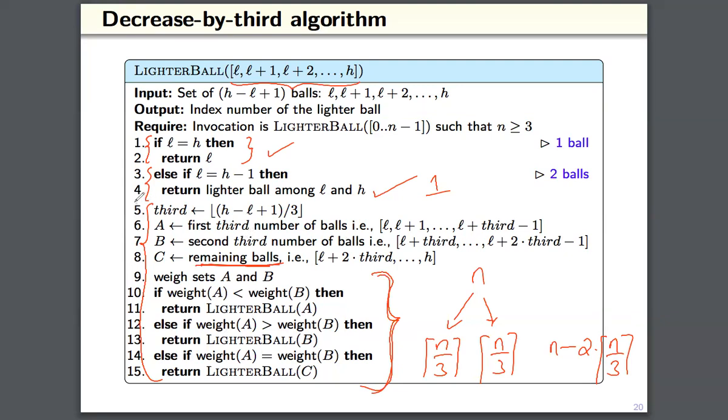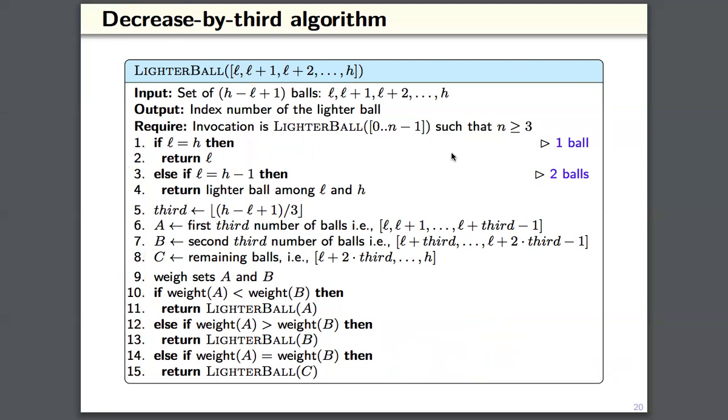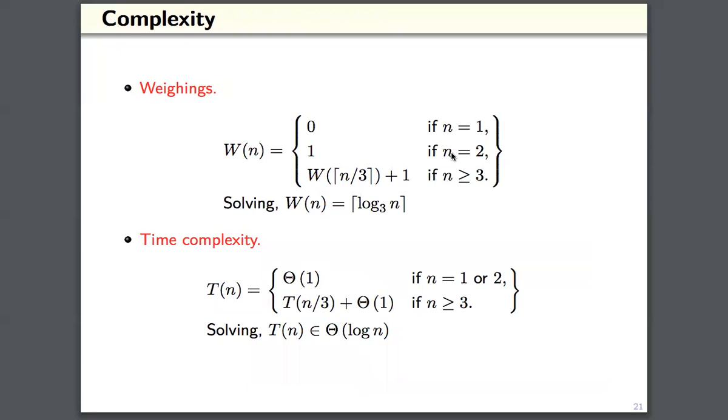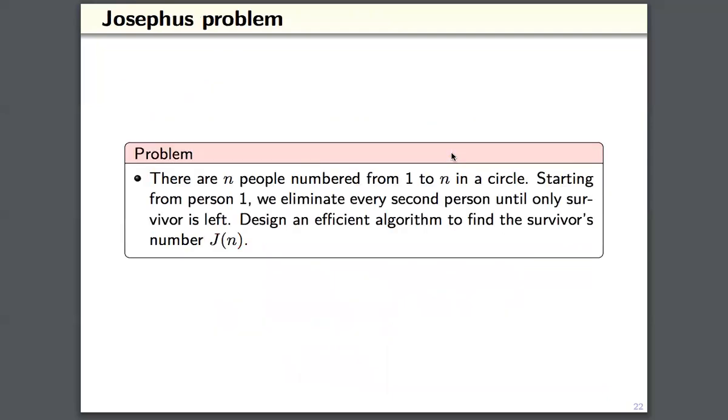So what is the change? It is in the division and one extra base case here: 2 balls instead of just 1 ball. You have one extra base case and the division. Automatically, the complexity will reduce to log n base 3. Of course, asymptotically, log n base 3 is the same as log n base 2. But if you look at the exact number, log n base 3 is much better than log n base 2. Okay, so this is your decrease by constant factor algorithm.